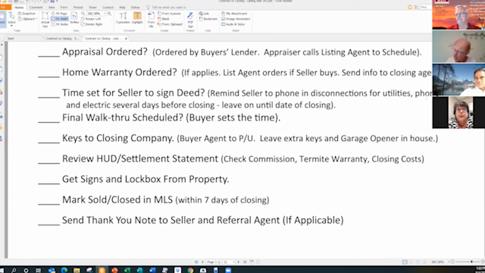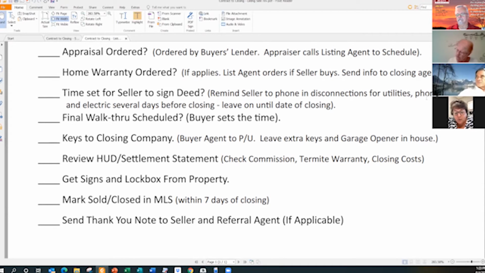The final walkthrough will be scheduled by the buyer's agent. At that time, it's ideal if the seller can be out of the house. That's not always possible, but it's ideal. All repairs need to be done, and everything still needs to be turned on, so when they're walking through, they can check on things. That's when you should have those receipts ready as well for any repairs that were done.